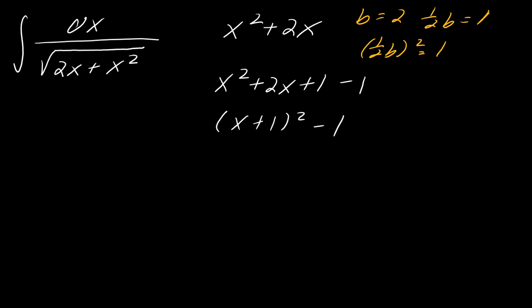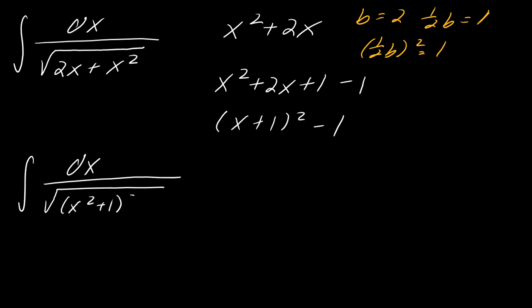Okay, so this may or may not do something. Sometimes when you complete the square, it's not going to help, but in this case, we're going to hope it does. So I'm going to have dx over the square root of x plus 1 squared minus 1.